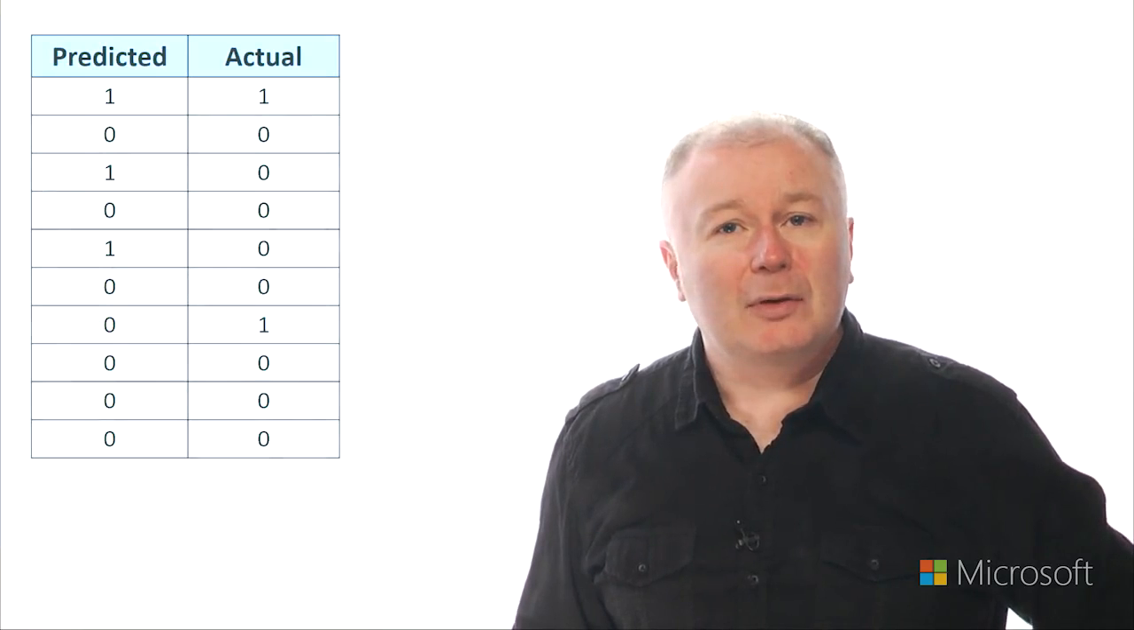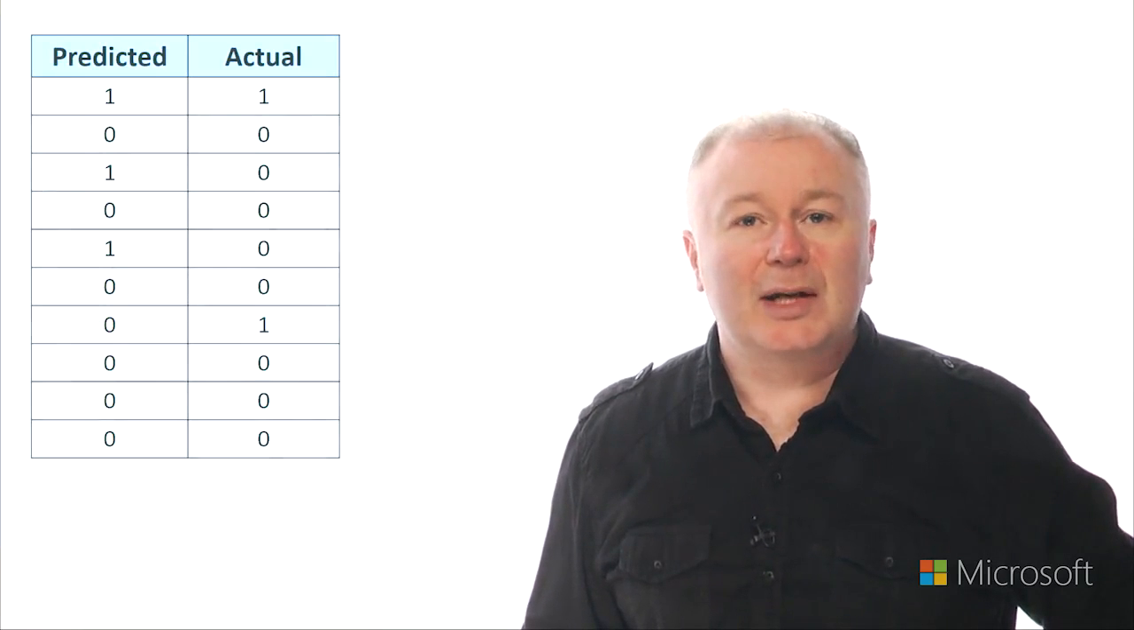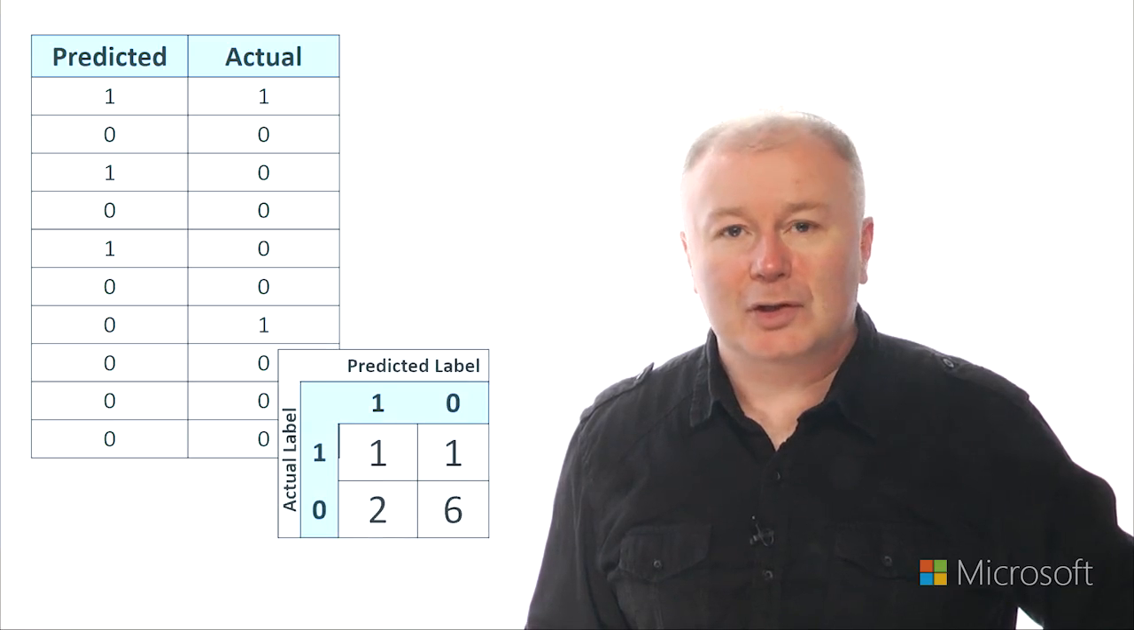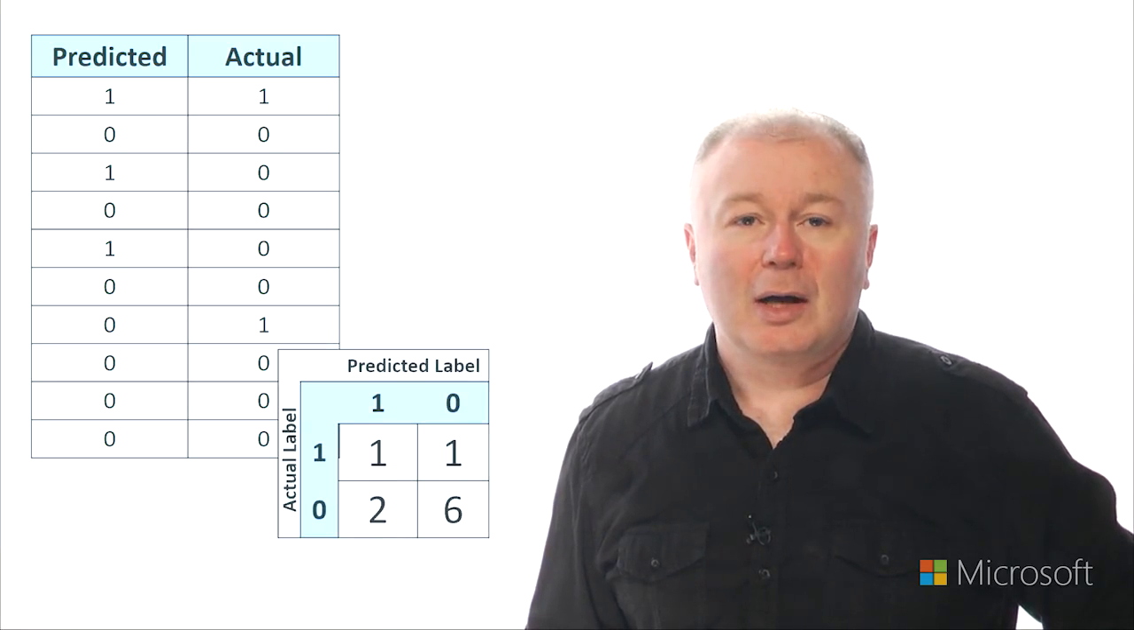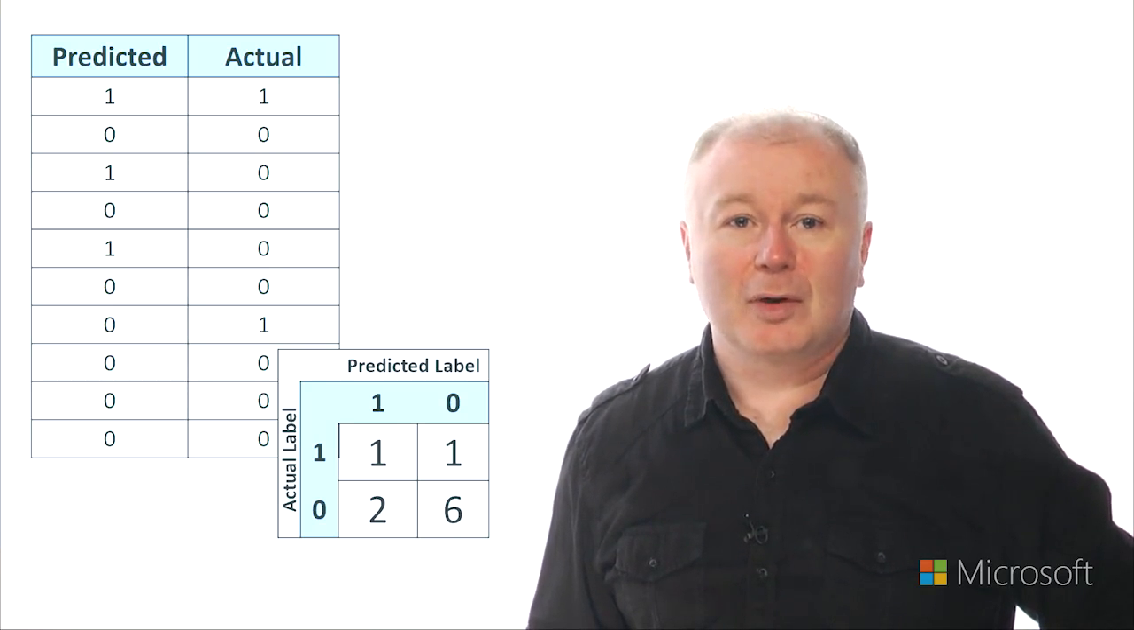So let's look at what that looks like for our actual data. Here's my predicted and actual values that we saw earlier on. And if I plot the confusion matrix for that, I can see that I've got 1 true positive there. I've got 1 where I predicted 0, but it was actually a 1, so that's a false negative. I've got 2 where I predicted a 1, but it was actually a 0, so those are my false positives. And I've got 6 where I predicted 0, and it was actually a 0, so those are my true negatives.